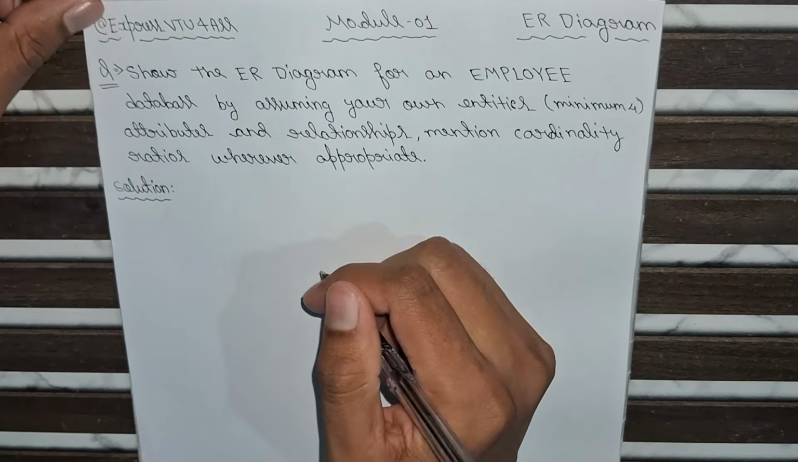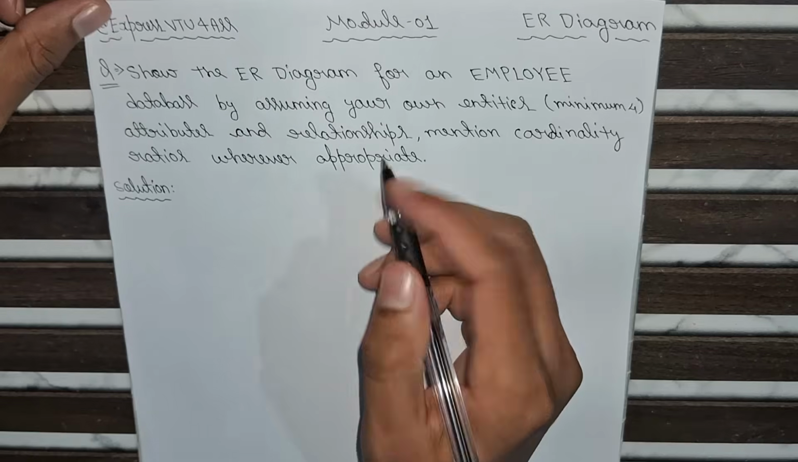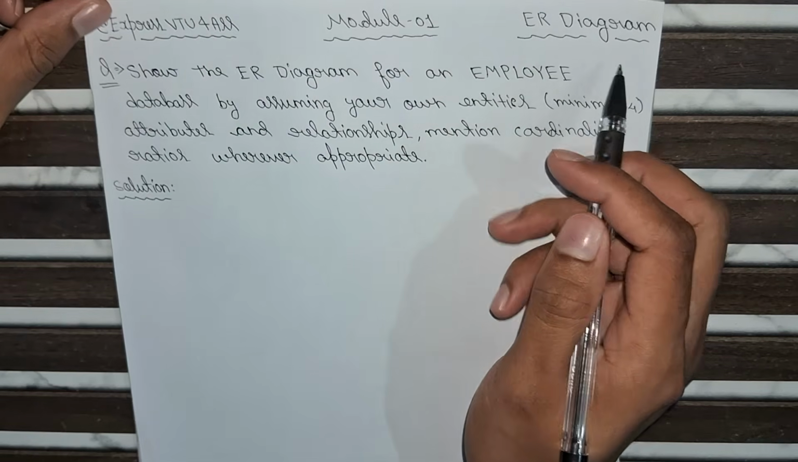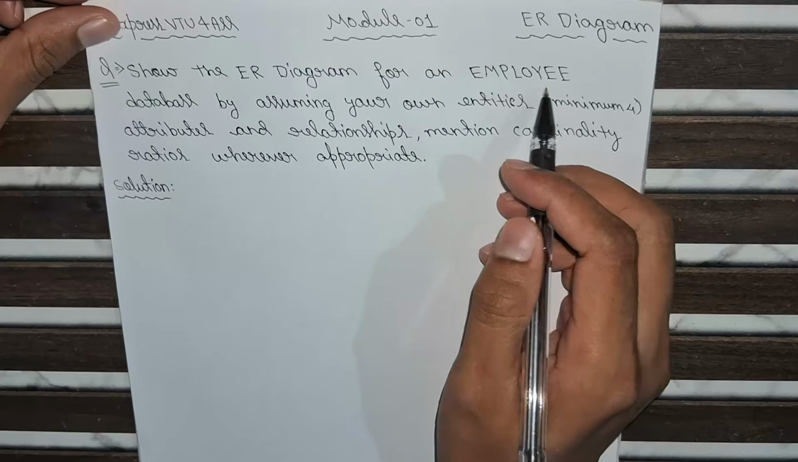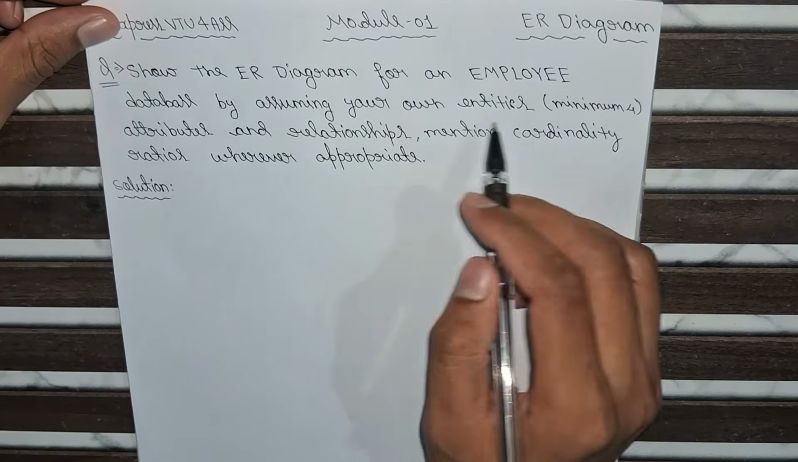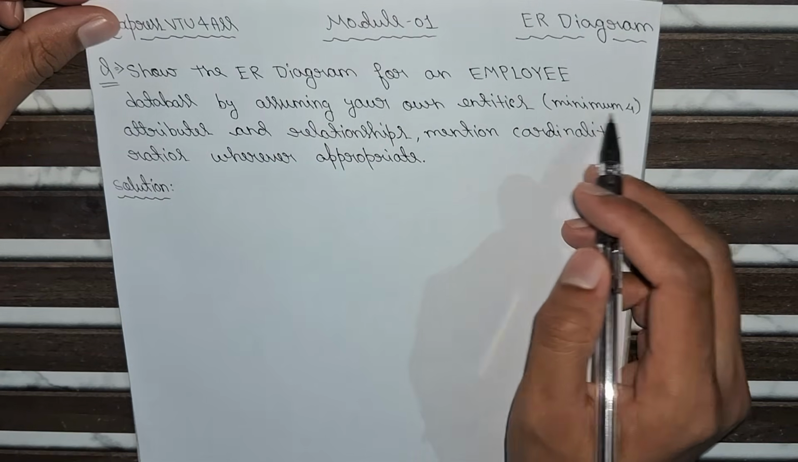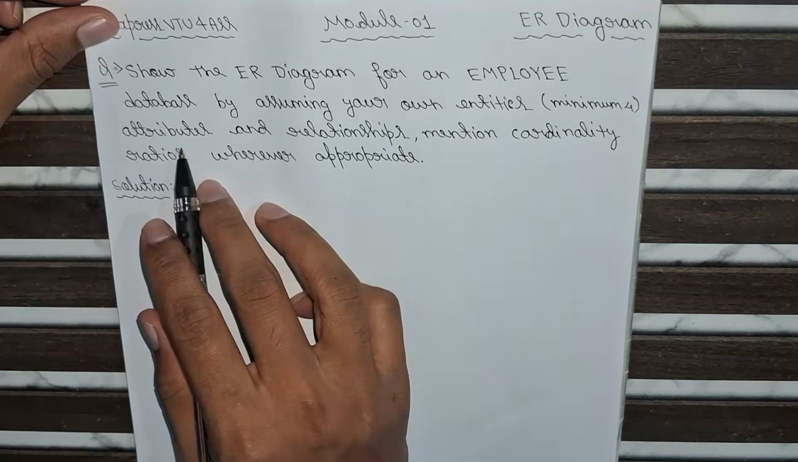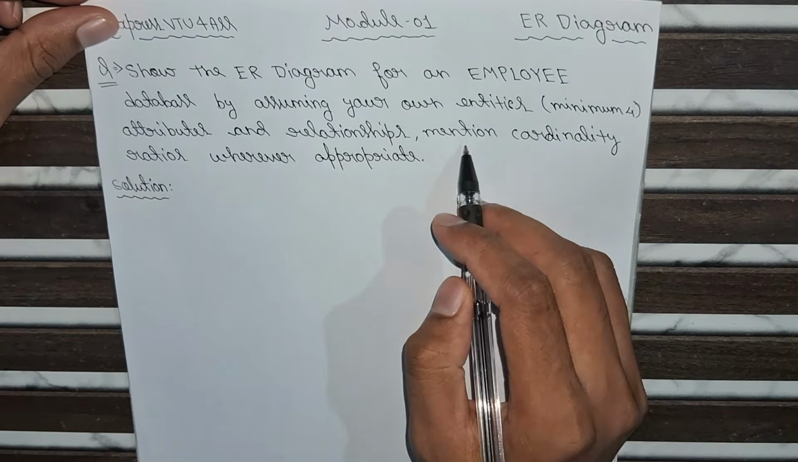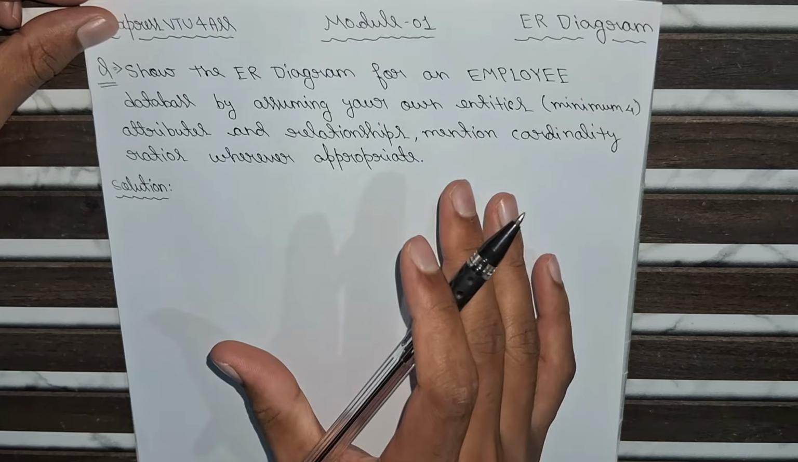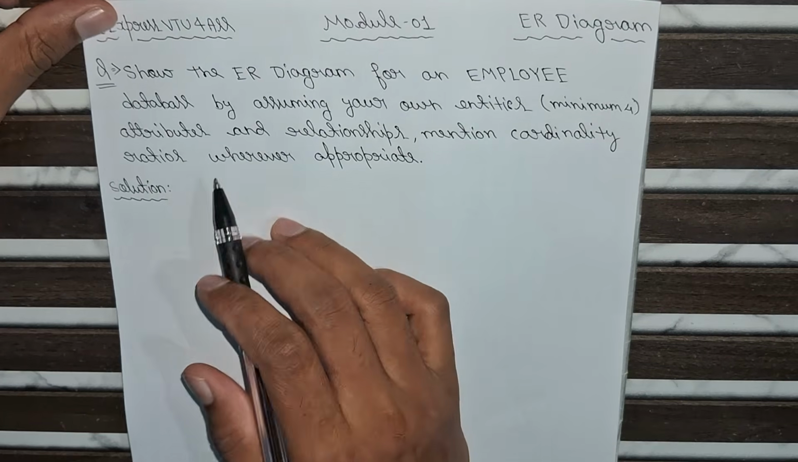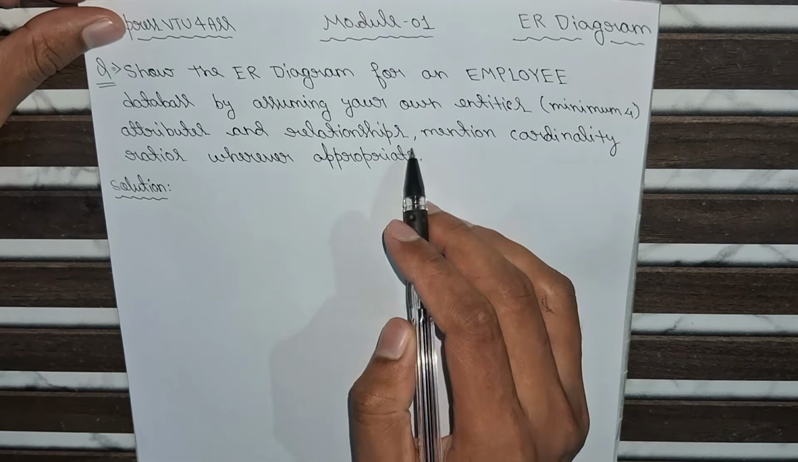In this video, we are going to discuss a very important question from Module 1, which is based on ER diagram. So our question is, show the ER diagram for an employee database by assuming your own entities. Minimum 4 entities we have to assume here, with attributes and relationships, and mention cardinality ratios wherever appropriate. So firstly, we will understand how we will represent attributes and relationships.